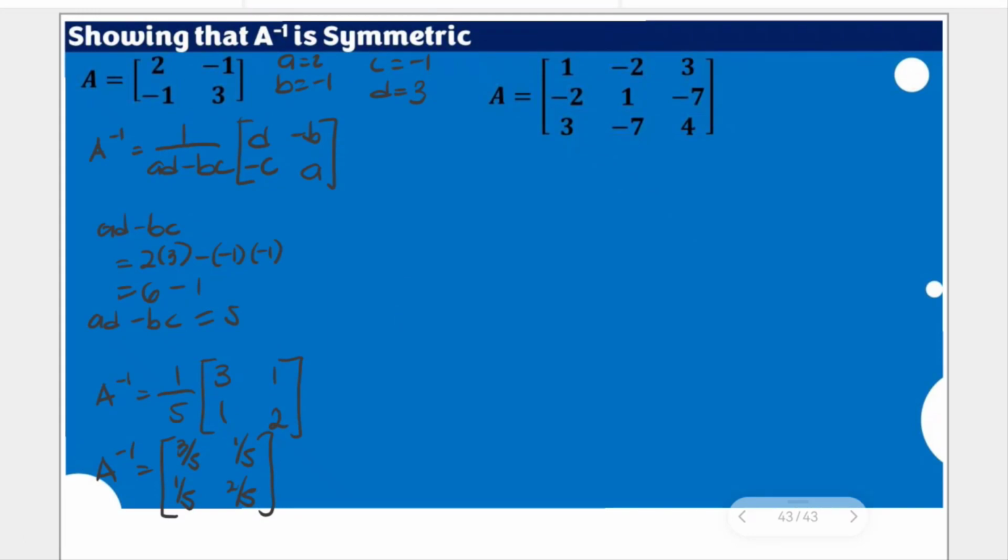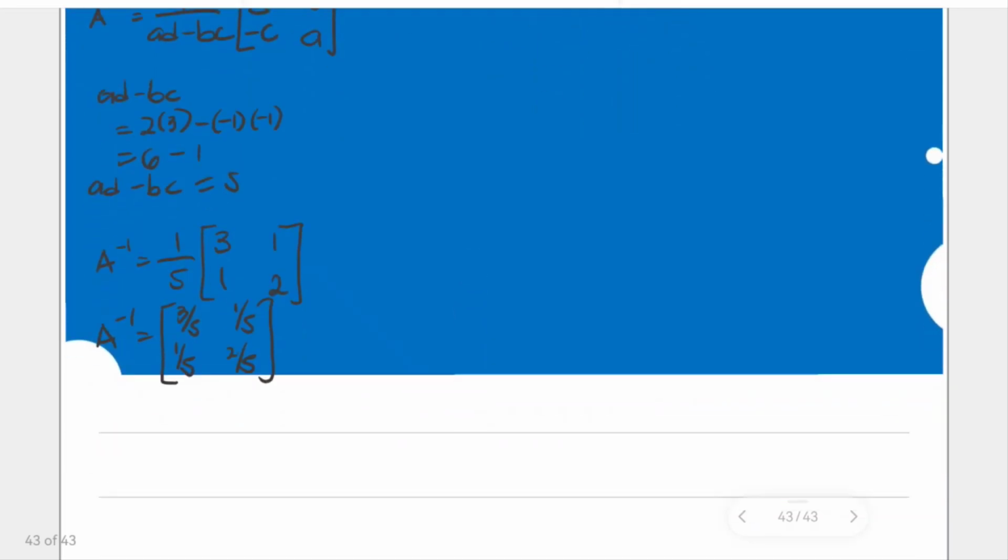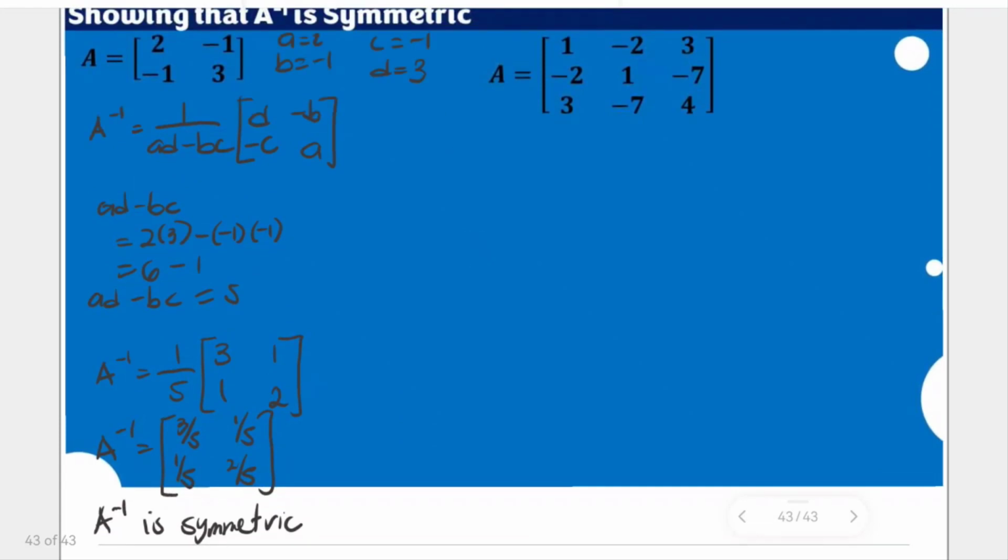Notice what happens to our inverse. Across the main diagonal, we have the same values. So this means we have shown that A inverse, the inverse of A, is also symmetric. We have shown that for 2 by 2 matrices, we return to symmetric matrices.